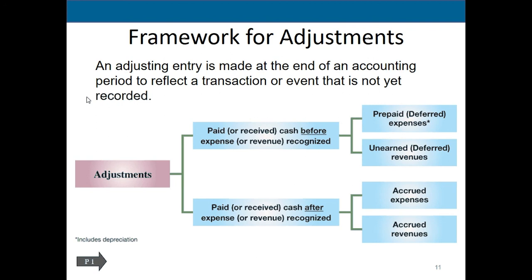So here are the types of adjustments that we can have if you're looking down here at this graphic. It says paid or received cash before expense or revenue is recognized. Isn't that confusing the way they do that? Take out the items in parentheses first, and let's read that again. I paid cash before the expense is recognized. That's the insurance piece, right? I paid $2,400 in December 2015, but it should be recognized over a full 12-month period. We call that a prepaid expense.